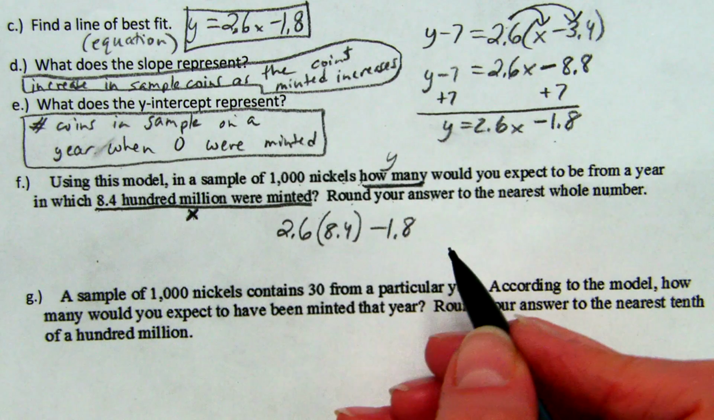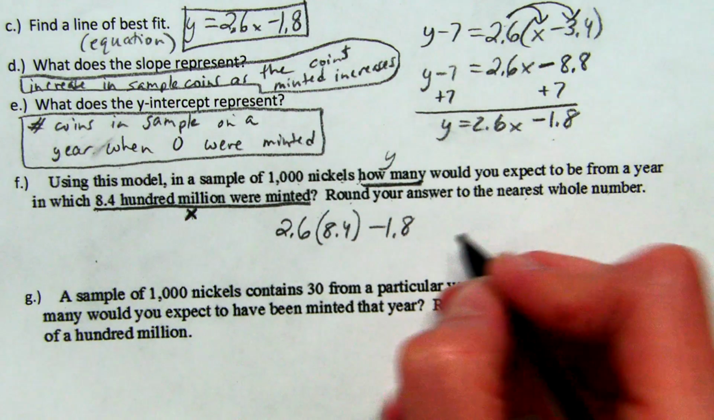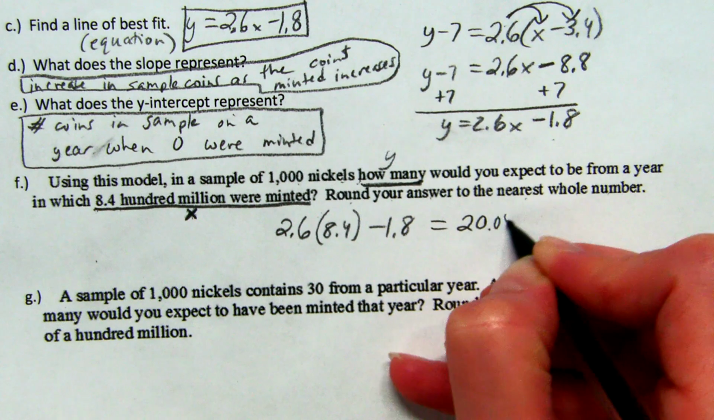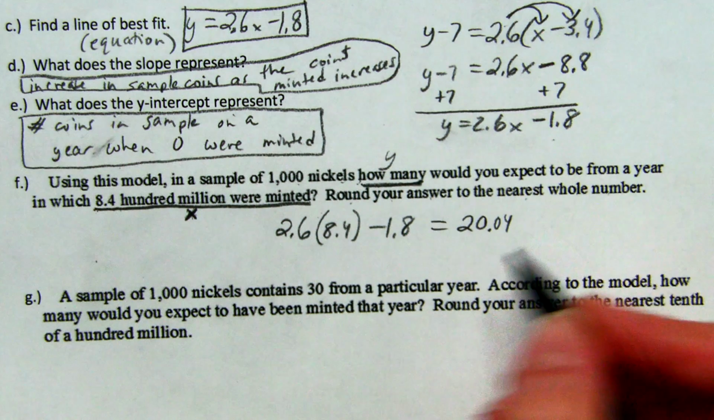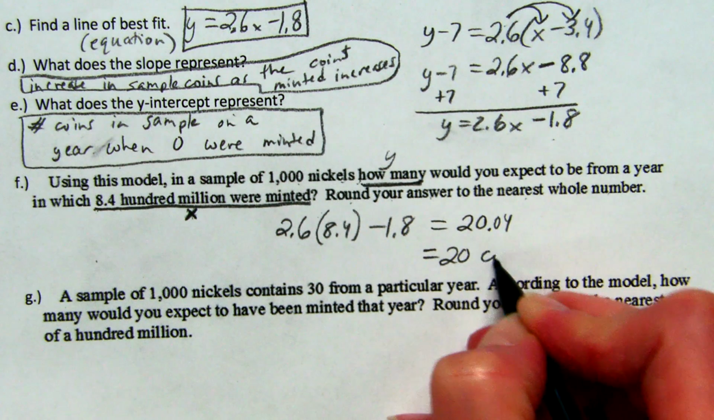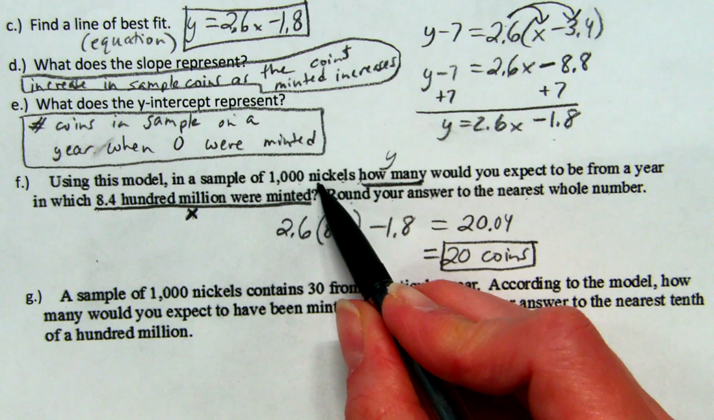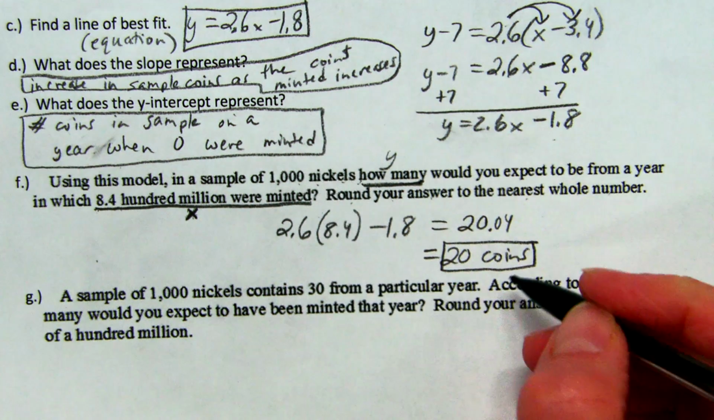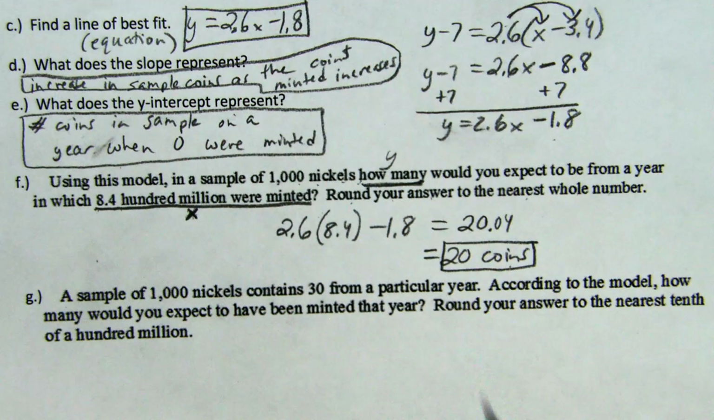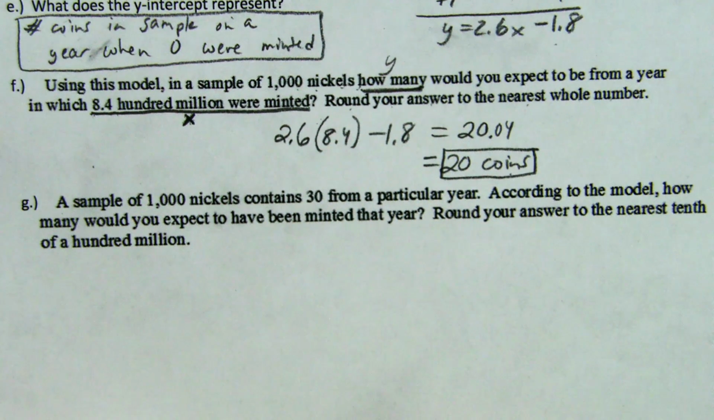And if you put all of that into your calculator, you'll get 20.04. We're going to round that off to the nearest coin, and so you would expect 20 coins to be in that sample of 1,000. So if this is Rob's coins, you would expect him to have 20 coins from that particular year. We don't know what year that was, but using the information they give us, that's what we would have.